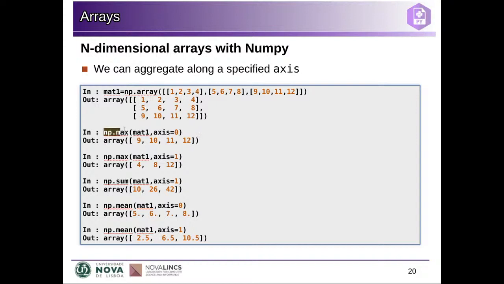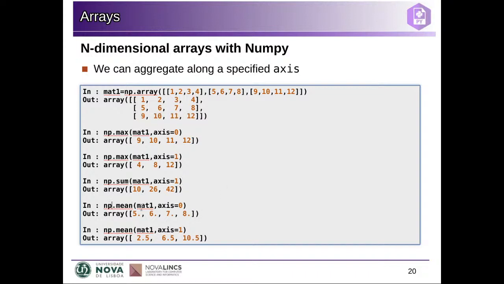And when you are computing the maximum, for example, along the rows, this will give you a vector with the maximum of each column. If you want the maximum along the columns, so axis 1 is the second dimension, you're going to obtain the maximum of each row, because it's the maximum of this row here, the maximum of this row, and the maximum of this row. This is what you get when you're going in this direction.